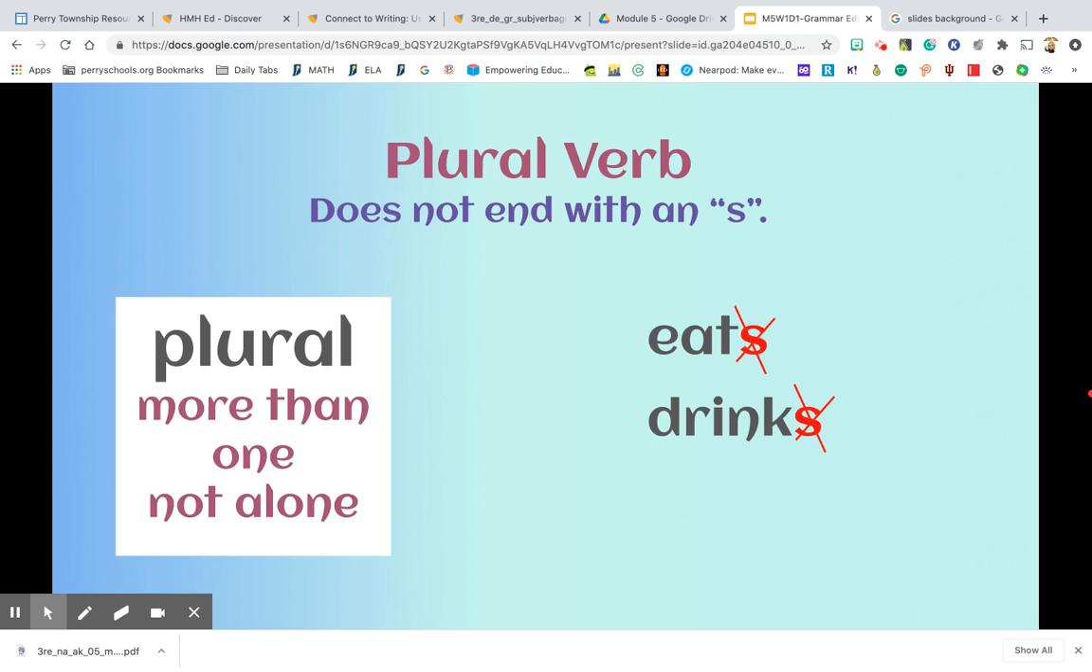If we have a plural noun, then our verb needs to be plural as well. It does not end with an S. So our verbs that are plural will not end in an S. Plural means more than one, or not alone. The word eat is plural. Drink is plural. We have to get rid of those S's to make them plural.